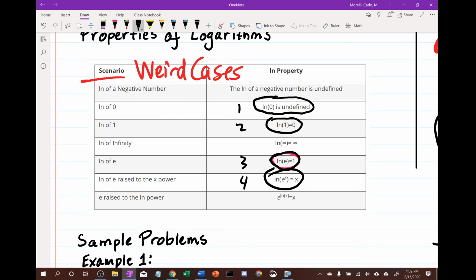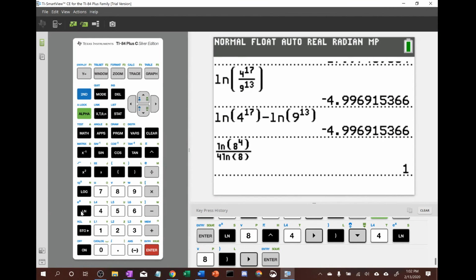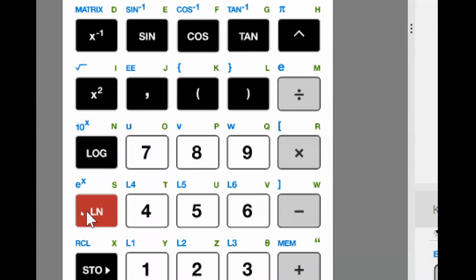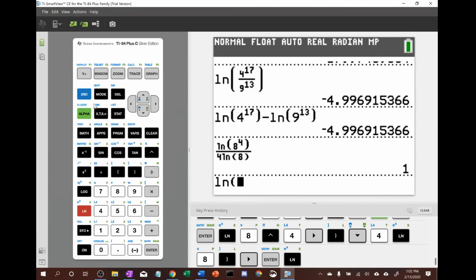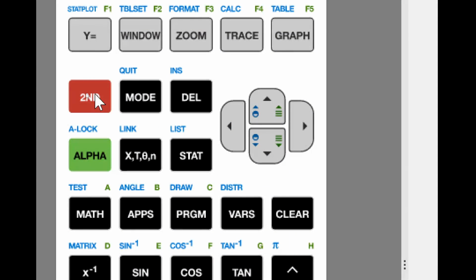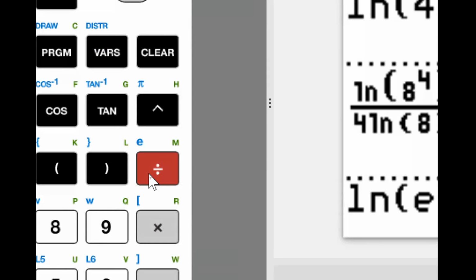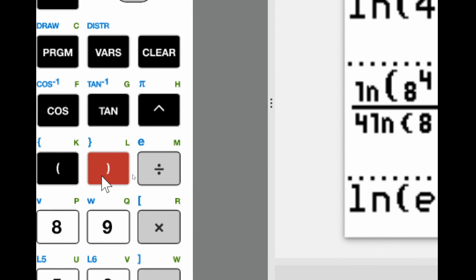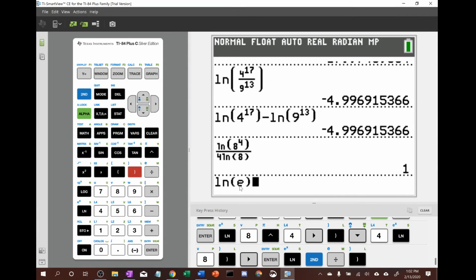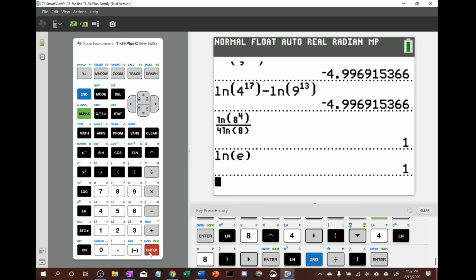Ln of e, that's what I want to show you how to do. So let's all go to our calculators and hit the ln key. Then we're going to hit the second key, and then the division key. That's ln of the transcendental number e. Hit enter. It's 1.